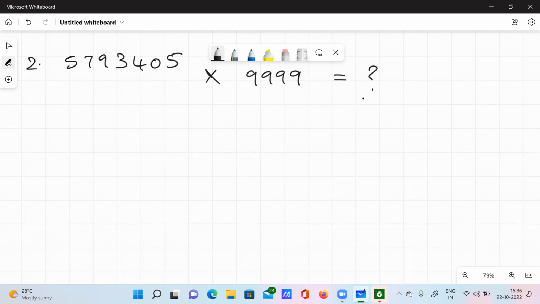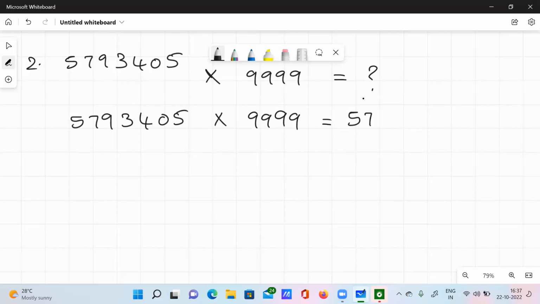So what we can do is simply use some kind of technique for this kind of problem, like 5793405 into 9999 is equal to, what you can do is consider how to write this particular statement. 5793405 into, you can write this number, 9999, as 10,000 minus 1. 10,000 minus 1. Okay, this is the 10,000 minus 1.